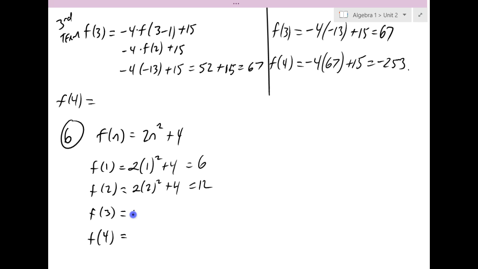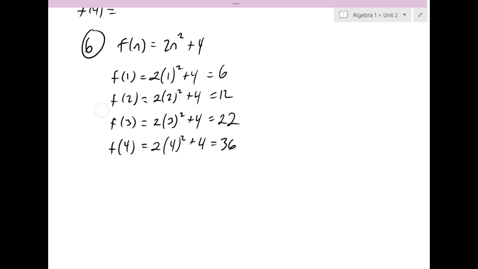And Ashley, how about f of 3? 16. So 2 times, what are we squaring? 3. 2 times 3 squared plus 4. And so that's 9 times 2, so 18. 18 plus 4 is 22. Okay, so f of 3 is 22. And Cameron, how about f of 4? 36. Okay, good. 2 times 4 squared plus 4 is 36, because it's 2 times 16, which is 32, plus 4 is 36. Okay, so that one is explicit.